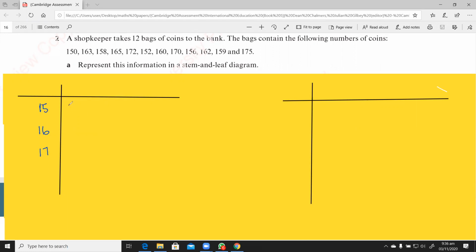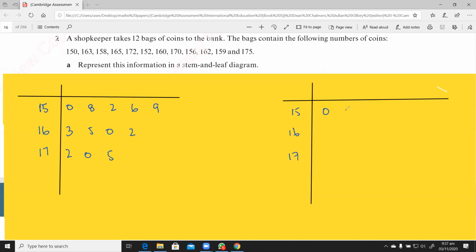So 150, I write 0; 163, I write 3; 158, 165, 172, 152, 160, 170, 156, 162, 159, and 175. So this is our raw data. You can do this on any corner of your paper, and you can write it in smaller size. Now this is your 15, this is your 16, this is your 17.